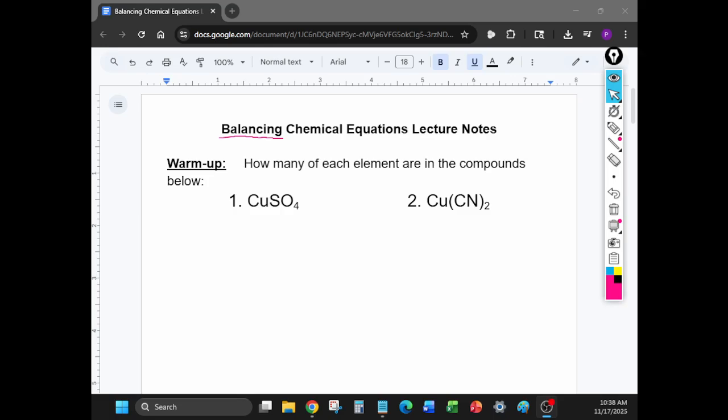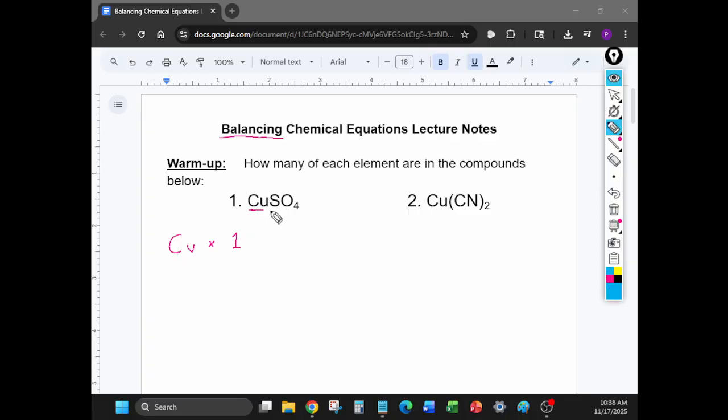All right, so for numbers 1 and 2, we're just counting the elements. If you guys remember, just look for the capital letter. If you take a look right here, we got capital C and lowercase u, so that's one element. So our first element is Cu. You see me? I do. And if there is no number behind it, that means there is one of that element. So there's one Cu.